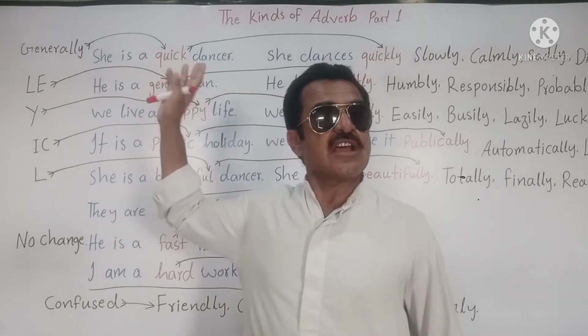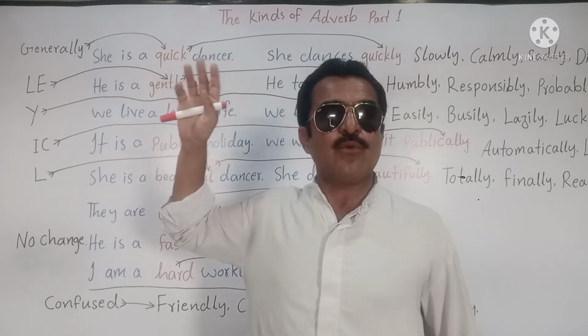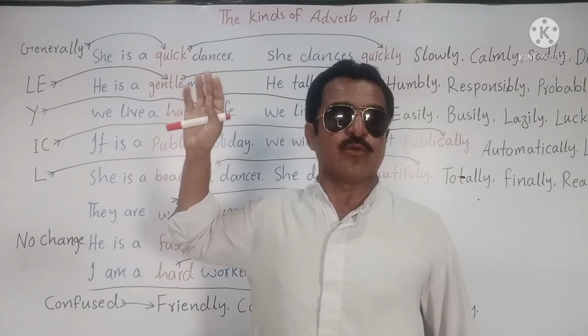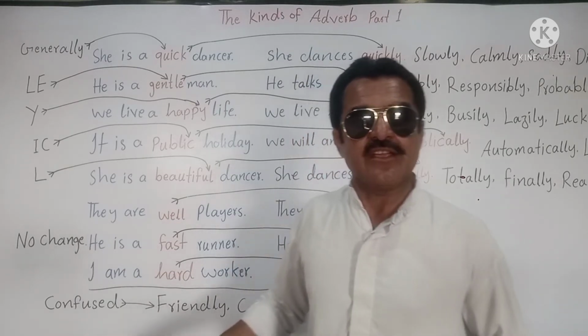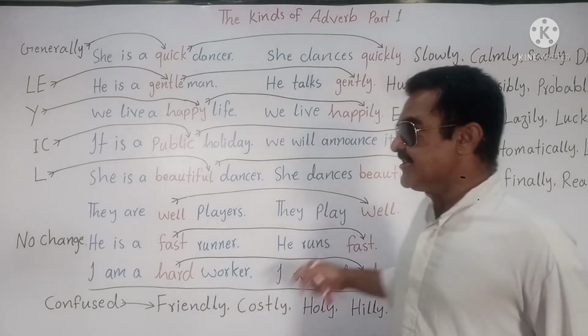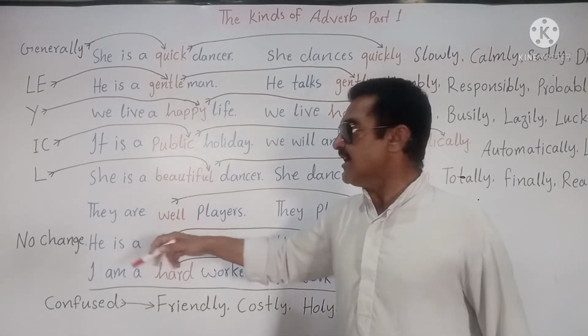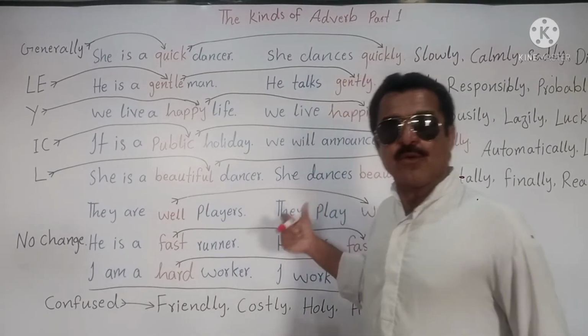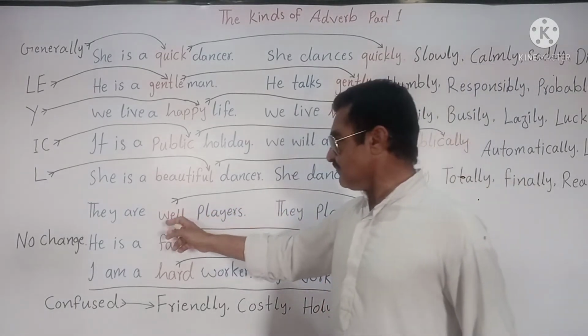Those are other rules, as I said, that we put an ly at the end of an adjective and that becomes an adverb. Here there are no lys. These are irregular adverbs. So the adjective of well is good. We mostly say they are good players, they play well. But just for the similarity, I have written well.